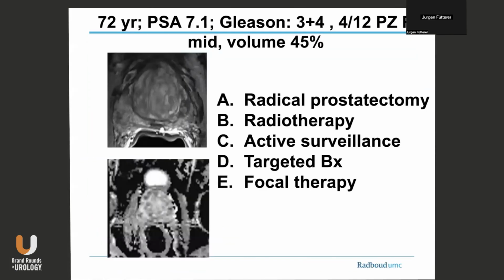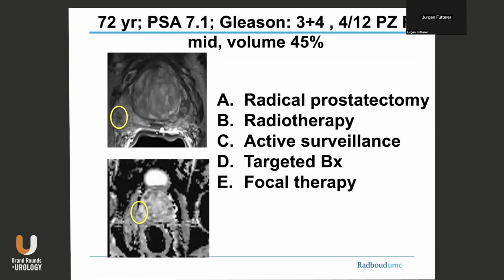This is a 72-year-old male with a PSA of 7.1, Gleason 3+4. 4 out of 12 biopsies were positive in the peripheral zone on the right side with a tumor volume of 45%. If you have a closer look at this image, you can appreciate the lesion in the right peripheral zone, annotated by the yellow circle, both on T2 and diffusion.